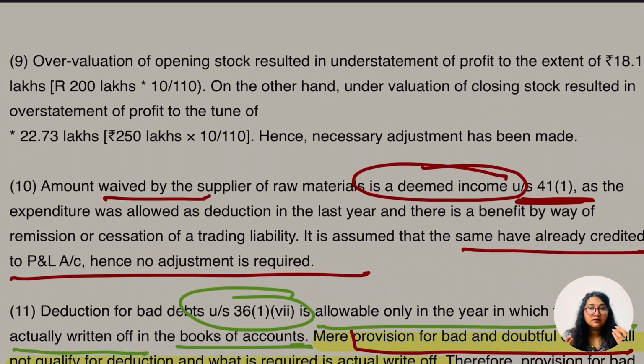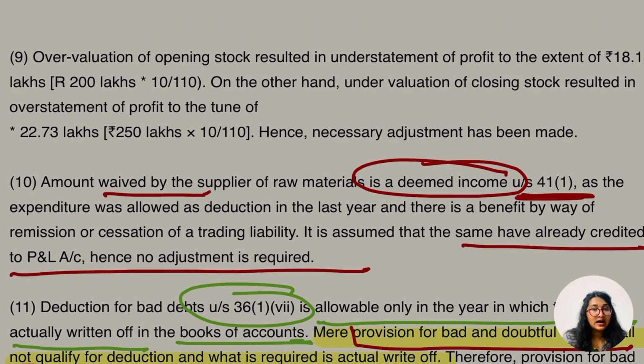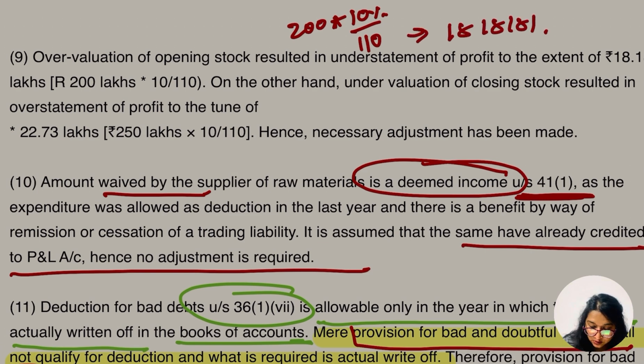As per the opening stock we have 200 lakh. We take 10% of it as the overvalued amount, so the total is 110, that is 100 plus 10. Hope this is clear. So 200 lakh into 10% divided by 110 gives an amount of 1818181. This is to be added back.